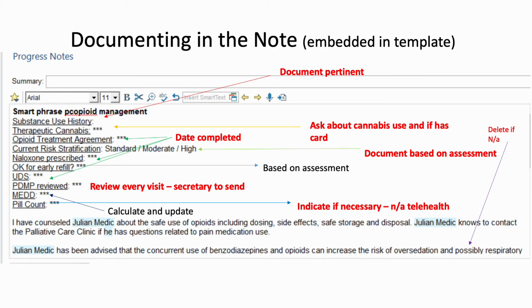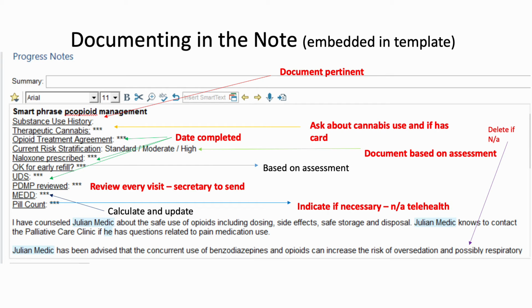Therapeutic cannabis, we should always be asking our patients if they're using cannabis because we want to know. We want to know if they have a therapeutic cannabis card. Are they getting it at a dispensary versus off the street? If they're getting it off the street, we want to make sure that we counsel them about the fact that cannabis has been tainted with methamphetamine and fentanyl and to use caution.